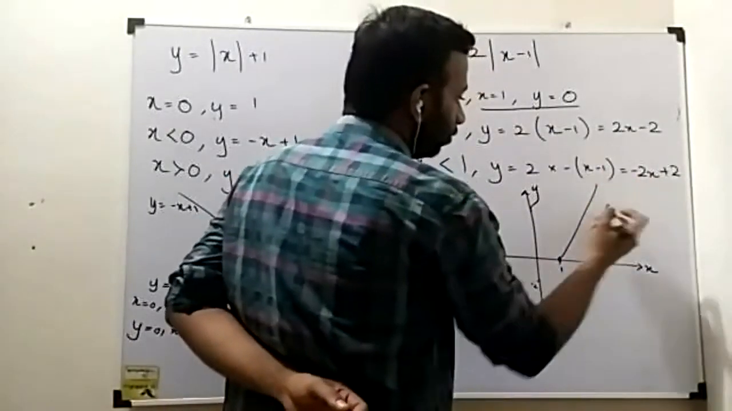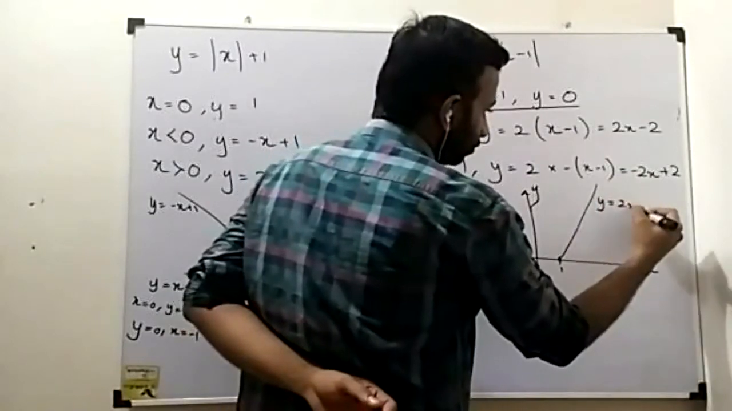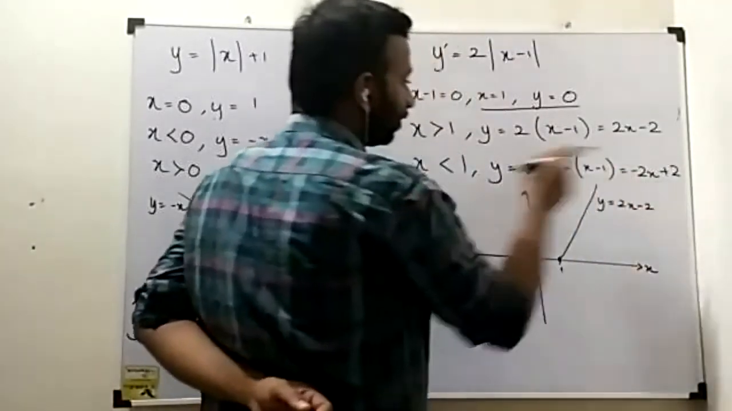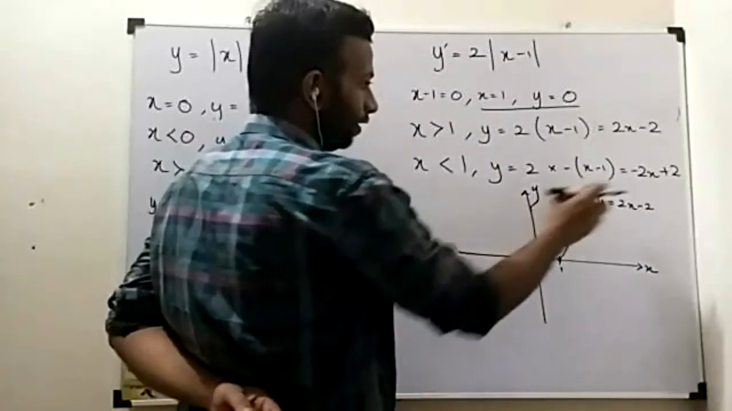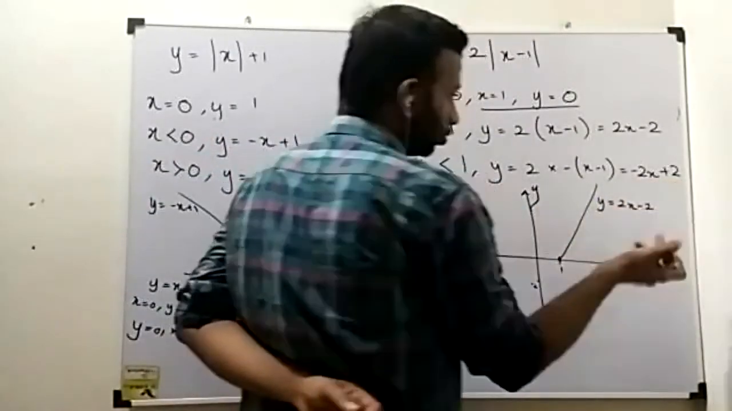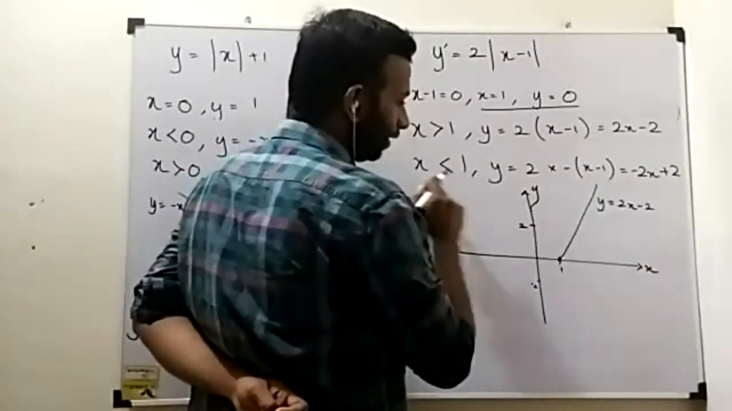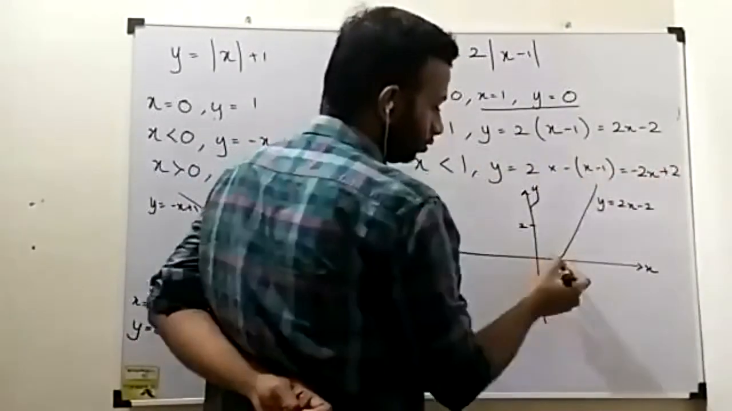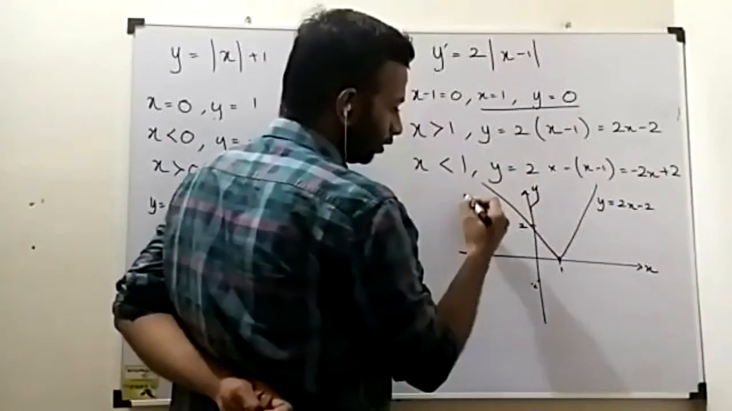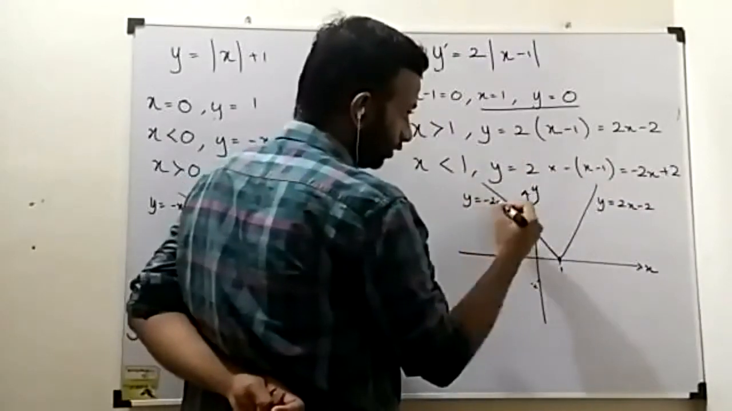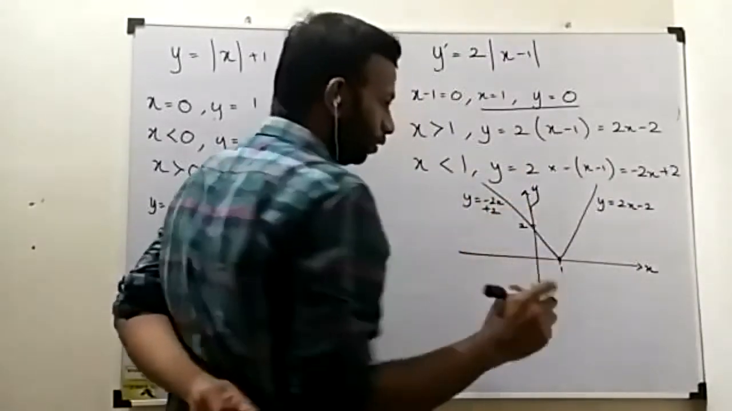And y is equal to 2x minus 2. And when x is less than 1, y is equal to minus 2x plus 2. So the same way, when x is equal to 0, y is equal to 2. So you draw this graph with y is equal to minus 2x plus 2. Okay.